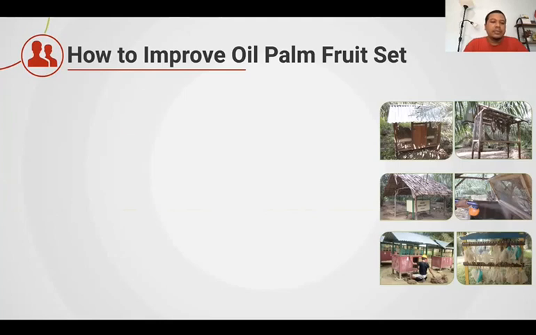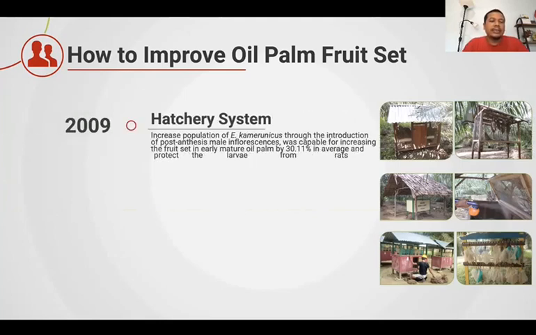The first was in 2007 and 2009, by developing a hatchery system which increases the population of Elaeidobius kamerunicus through the introduction of post-anthesis male inflorescences. This technique was capable of increasing the fruit set in young mother palms and protecting the larvae from rat attacks, but was not effective in oil palm with too high a ratio.